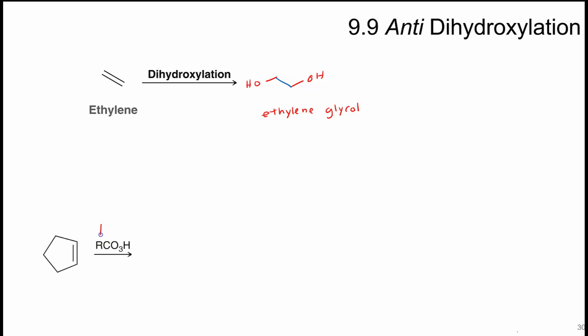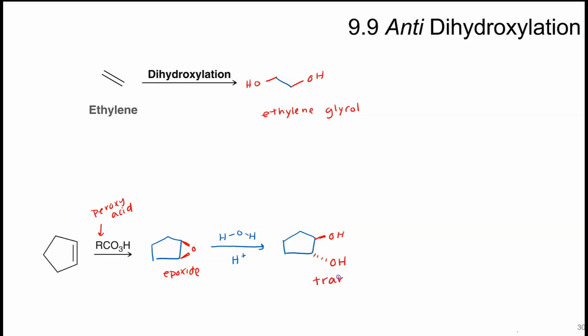If we add peroxy acid across a double bond, we first form an epoxide. Water and acid is then added to that to form a trans-diol, plus the enantiomer. So the trans is because the alcohols are doing an anti-addition. And the diol is from the two alcohols. This is a multi-step process.